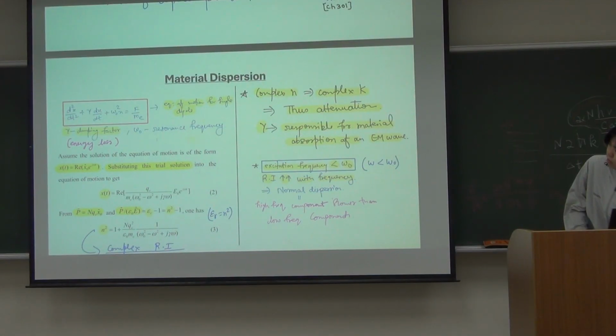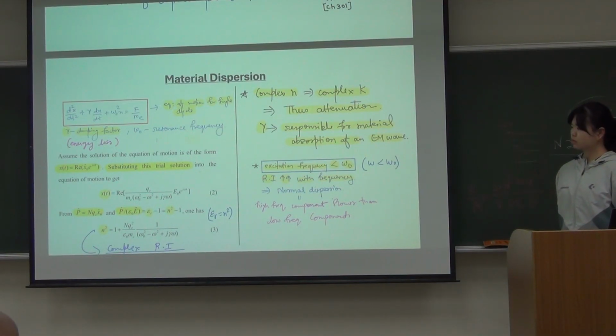So this is the direct consequence of this. And there's a real part and an imaginary part. So your epsilon r is going to be equal to 1 plus chi e, right? This is a function of frequency. So what does it mean? It means that your refractive index is going to be a function of frequency.